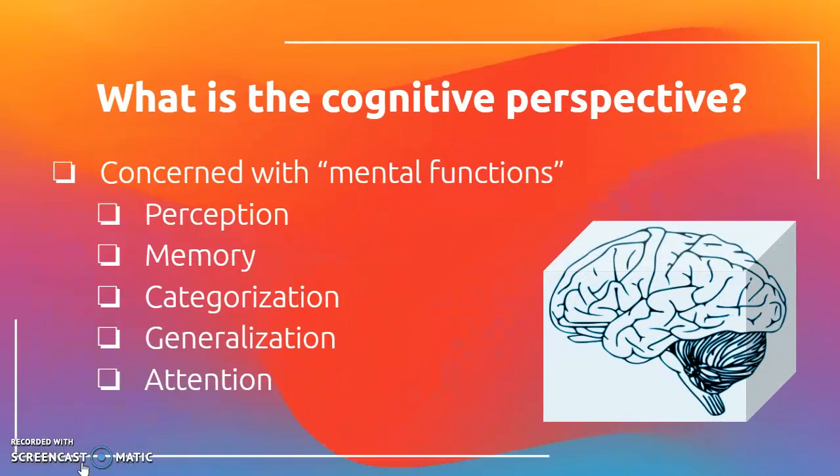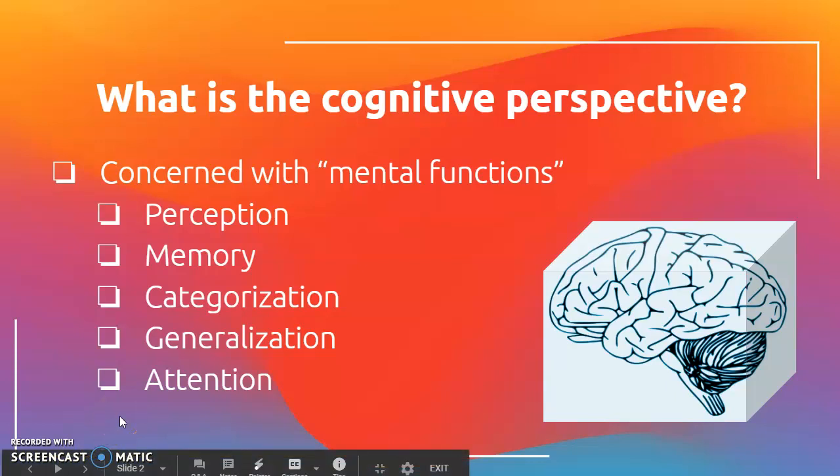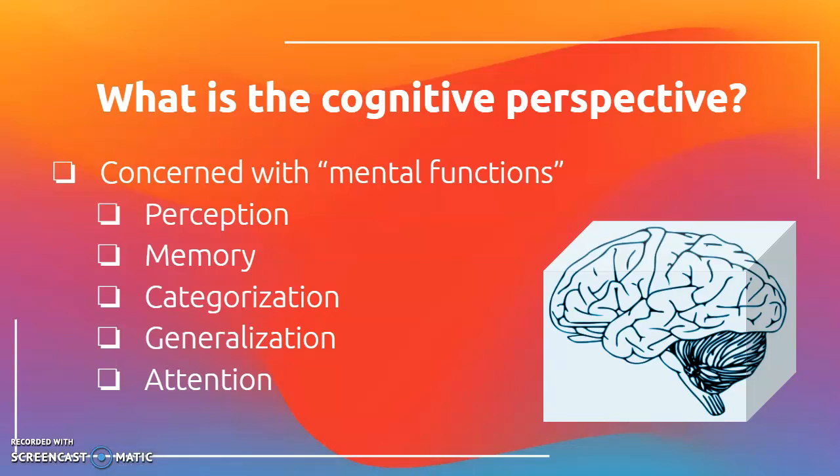So what is the cognitive perspective, we may ask? Well, the cognitive perspective is concerned with the mental functions relating to the brain. Some of these functions are perception, memory, categorization, generalization, and attention. These are very highly important because we use these while we are learning and in our everyday lives.